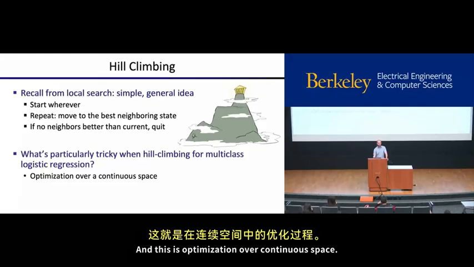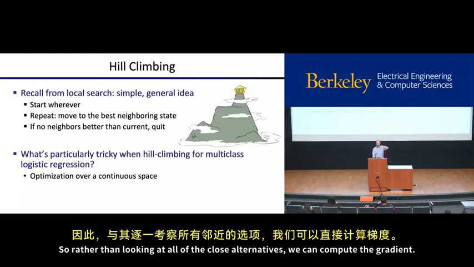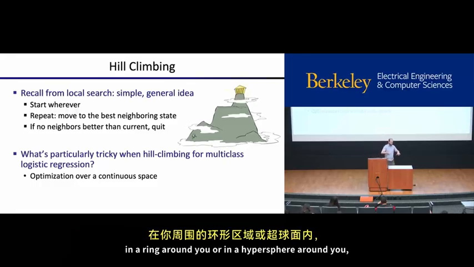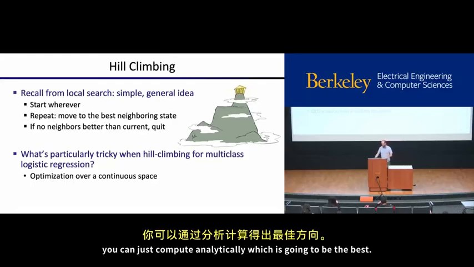This is optimization over continuous space. So rather than looking at all of the close alternatives, we can compute the gradient, and that will tell us, among all the options in a ring around you or in a hypersphere around you, you can just compute analytically which is going to be the best.